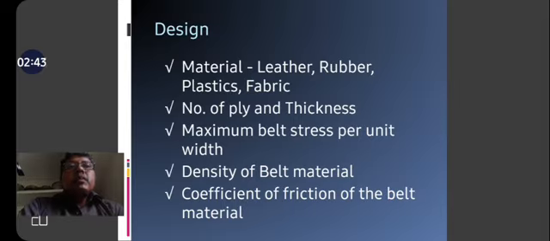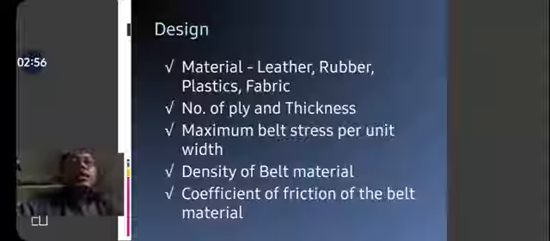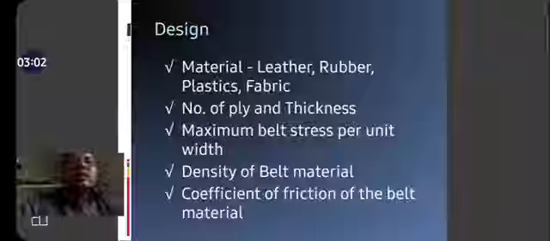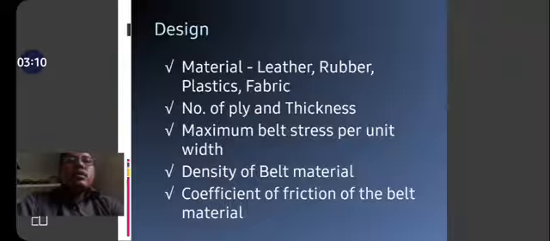Design. How to design a flat belt drive? First of all, we have to choose the material of the belt, which may be leather, rubber, plastic or fabric. Then the number of plies and thickness, maximum belt stress, density of the belt material, and coefficient of friction of the belt material.